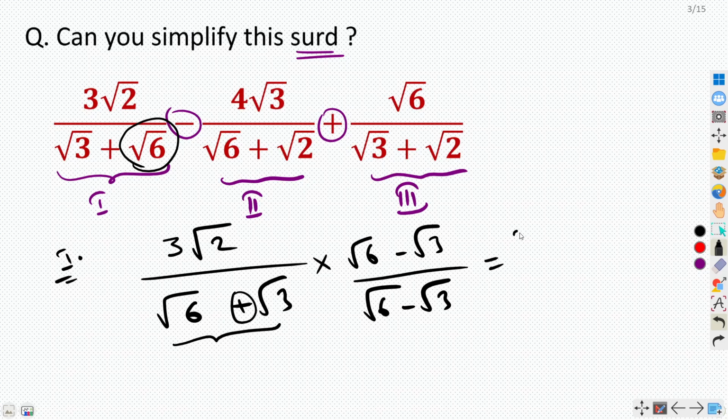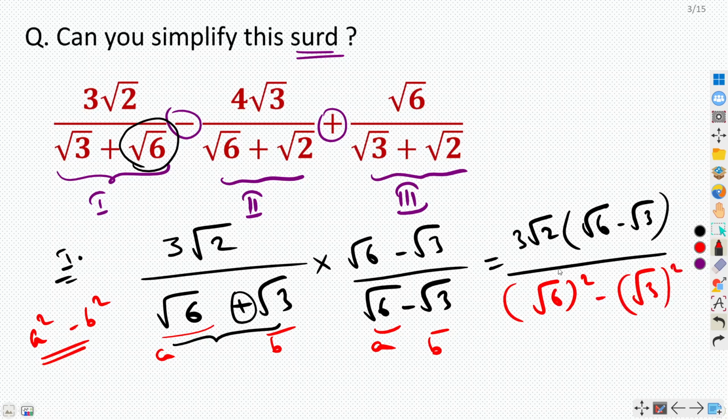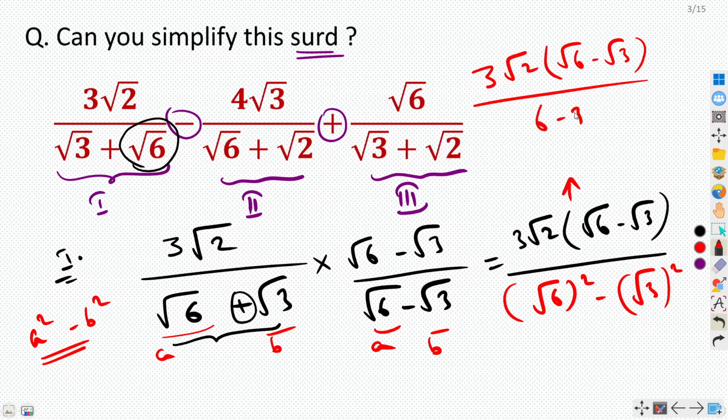We will multiply both numerator and denominator so that it balances out. Now we can solve further. So 3 root 2 into root 6 minus root 3 divided by... Now here we can use the formula: a plus b into a minus b is nothing but a square minus b square. So root 6 square minus root 3 square. So from here we will get 3 root 2 into root 6 minus root 3 divided by 6 minus 3, and 6 minus 3 is nothing but 3, right?